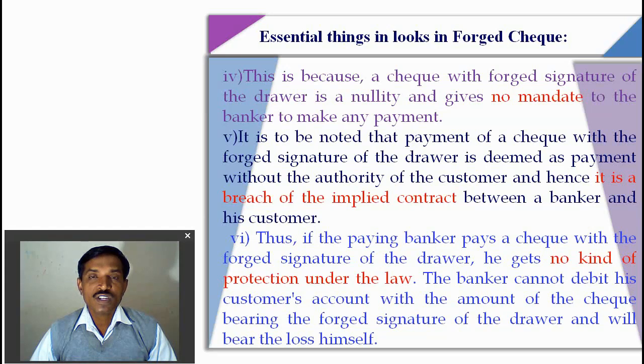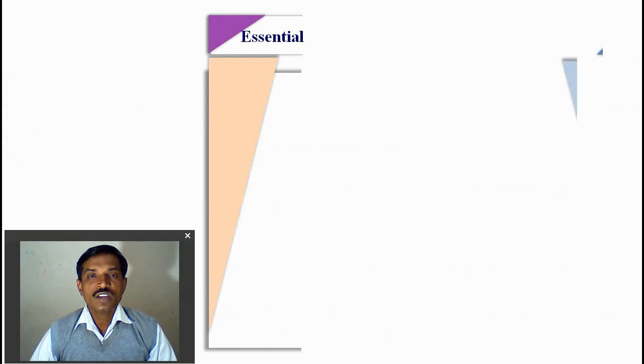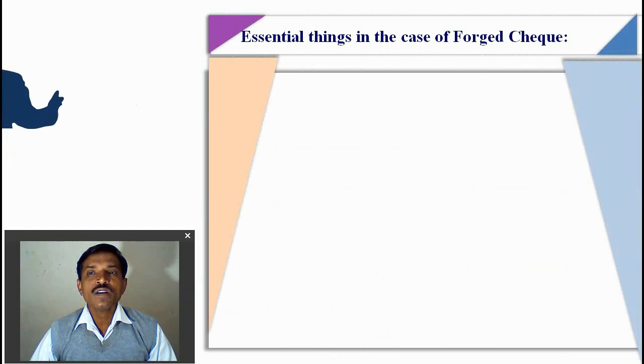So whenever a fraud check payment is given by mistake by the paying banker, that time it is a loss of the customer's credit, and that's why he claims compensation from the bank, and there is a loss of the bank's payment and the amount. So these are the essential things in a check.